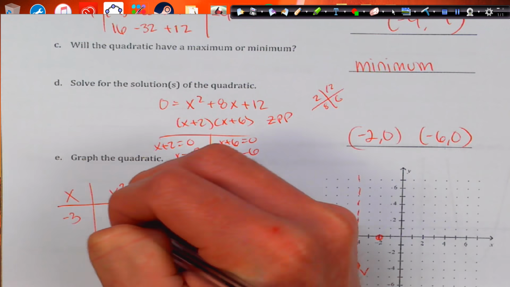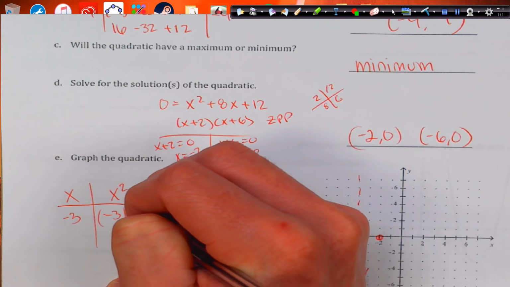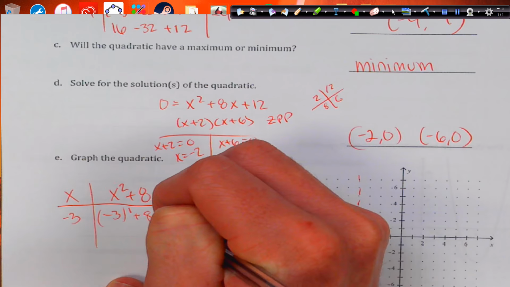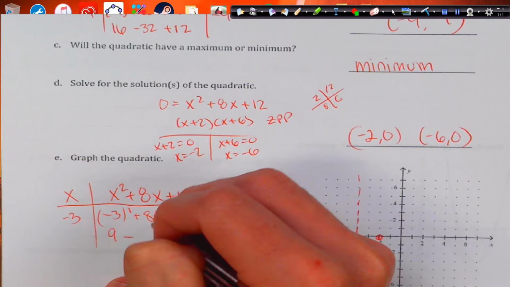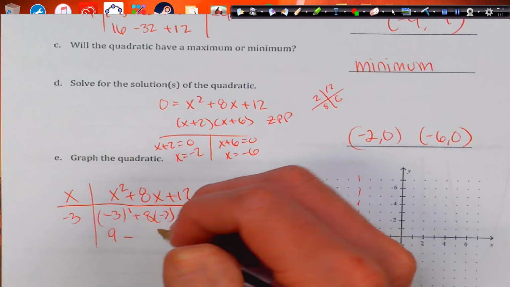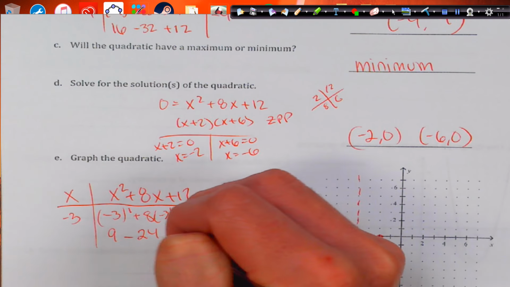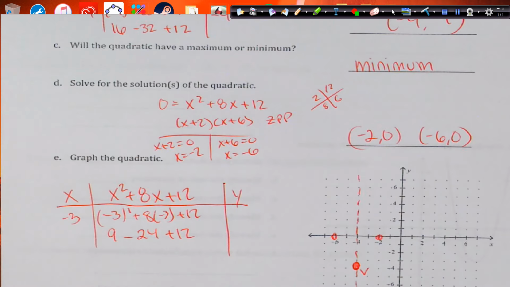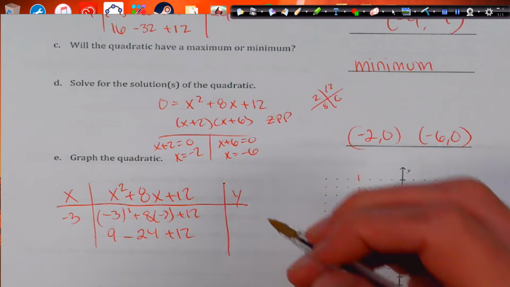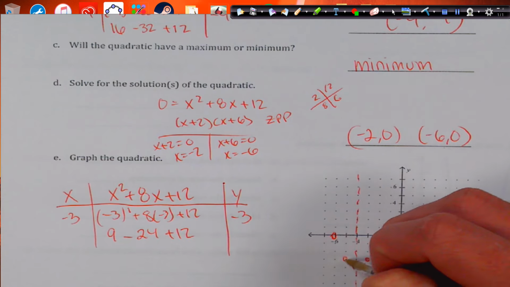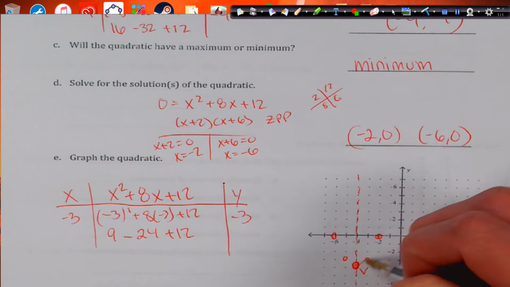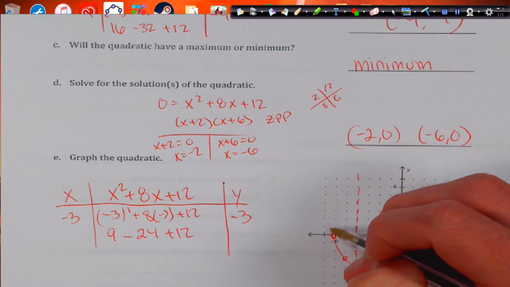And we're going to plug in -3 squared plus 8 times -3 plus 12. So that's going to become 9 minus 24 plus 12, since 8 times -3 is -24. So 9 minus 24 plus 12 is going to give me a -3. So there we go right there, which means I'm going to have a point right over there. And there's my graph.